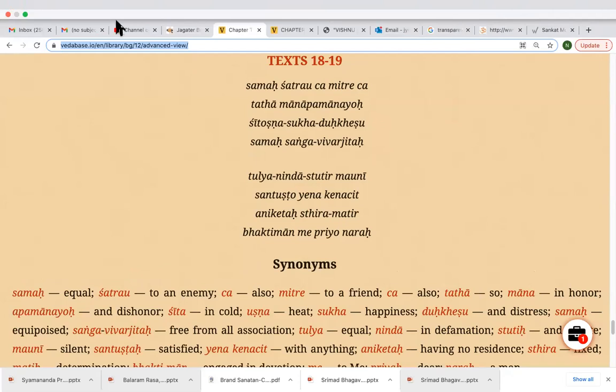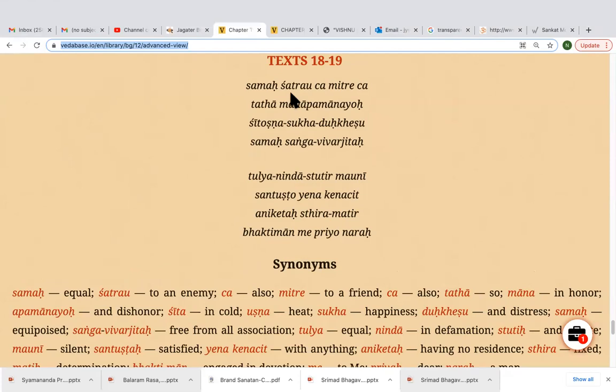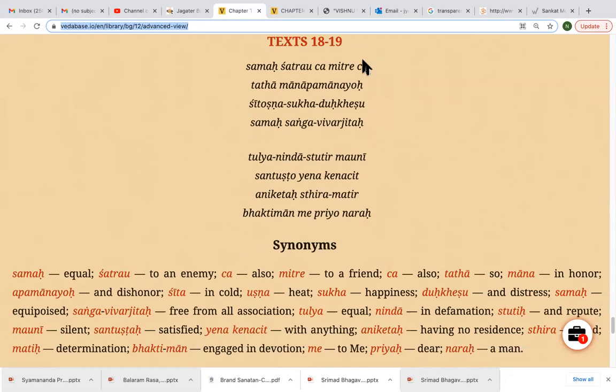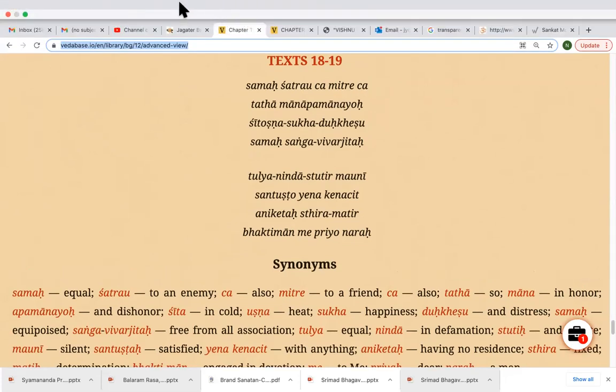Okay, so Hare Krishna, verse 18, chapter 12. Sama shatrau cha mitre cha tatha manapamanayoh, shituna sukha dukkheshu sama sanga vivarjitah.